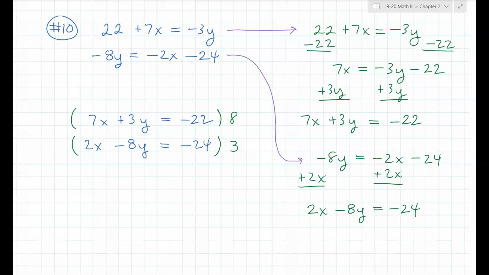So let's multiply this out. 8 times 7 will be 56x plus 8 times 3, that's 24y. And 8 times 22, that's 176. Am I right on that? Yeah, 176. And then let's multiply by 3. So 3 times 2, that's 6x. 3 times negative 8, that's negative 24y. And 3 times negative 24, that's negative 72.